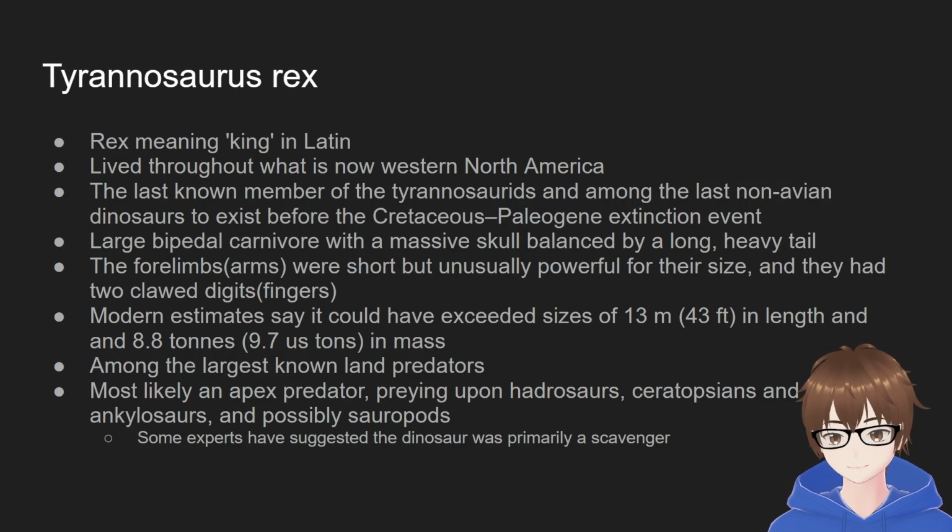So, yeah. The Tyrannosaurus rex or T Rex, with rex meaning king in Latin, lived through what is now Western North America, and it is the last known member of the Tyrannosaurids, and among the last non-avian dinosaurs to exist before the KT or KPG extinction event. It is a large bipedal carnivore with a massive skull balanced on a long and heavy tail. The forelimbs or arms were very short, but unusually powerful for their size, and they had two clawed digits or fingers on their arms.